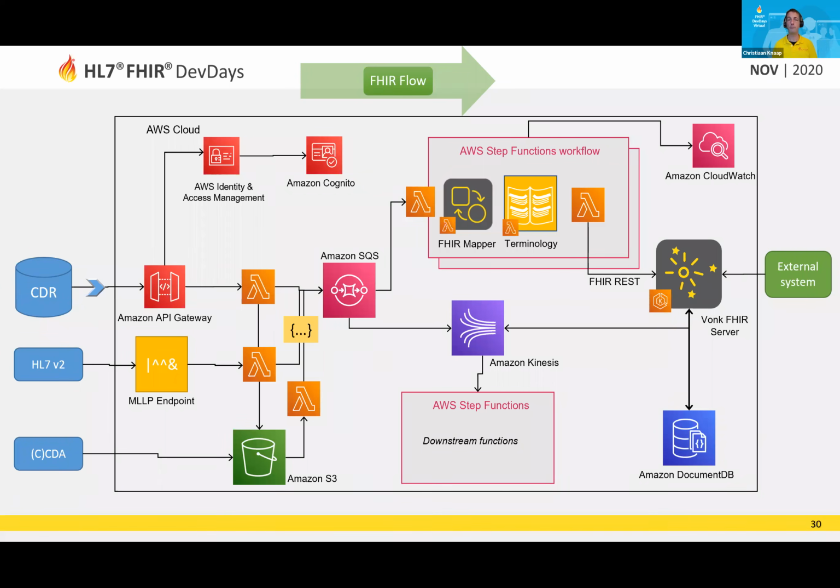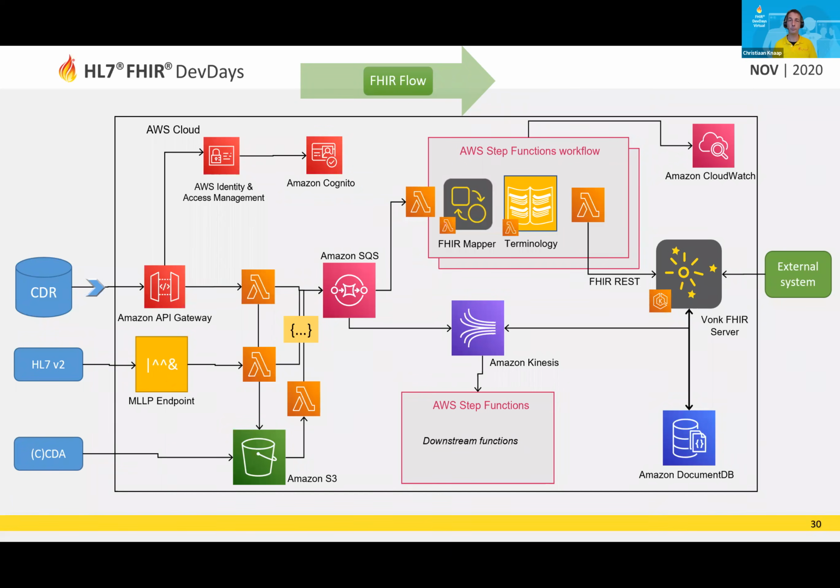So there is the FHIR mapper as an implementation of a mapping function. And in this case, we have a flow where first the mapping takes place, and then afterwards we have to translate some terminology. And then lastly, there's a Lambda that can translate that into a FHIR REST call to the actual FHIR server to have it indexed and stored durably. And from there, the external system could just use the FHIR RESTful API to the FHIR server to access that data.